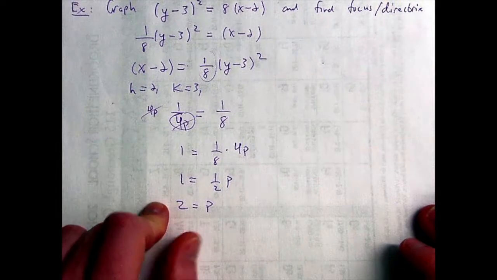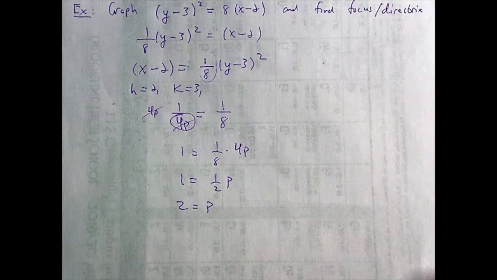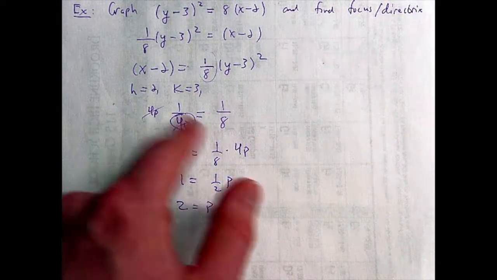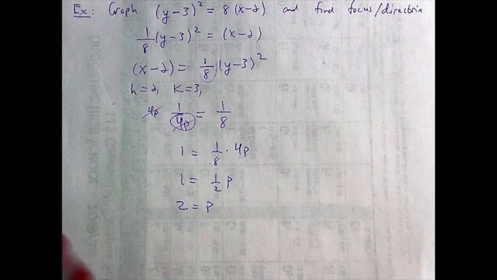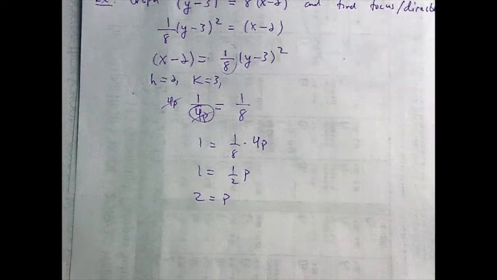We didn't have to do that in this case. It was obvious what p was. But in other cases, it won't be obvious. And knowing how to solve this equation will be important. So anyway, we've identified h, k, and p. So we can now determine all of the important things.